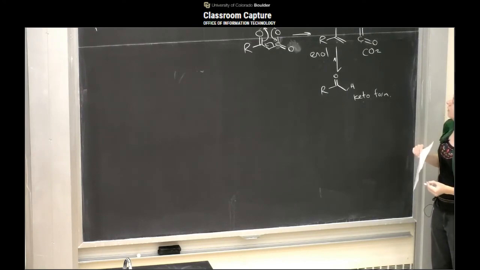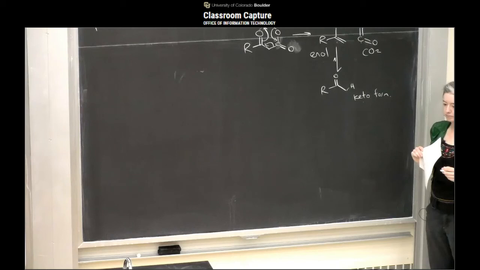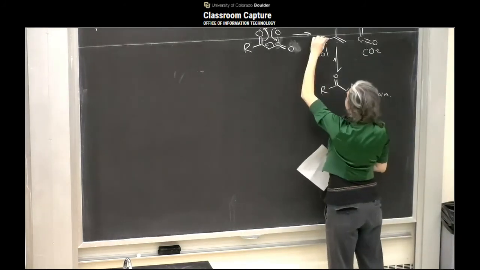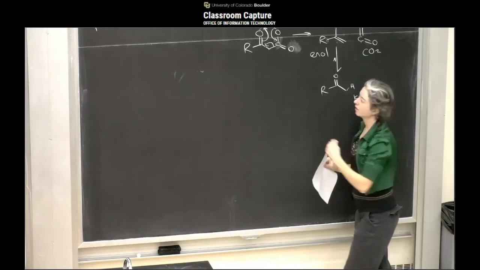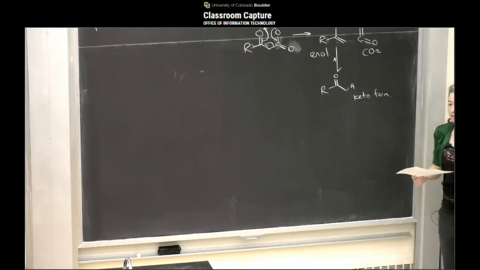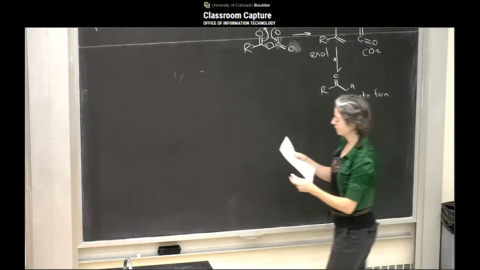Okay, so questions about that one? Yeah? So if that were instead of the beta keto acid, if it were the beta ester acid, you still get that keto-enol tautomerization? Yeah, so if you started with the ester out here, then it would just be OR all along, but the enolization step still looks the same. So, good question.